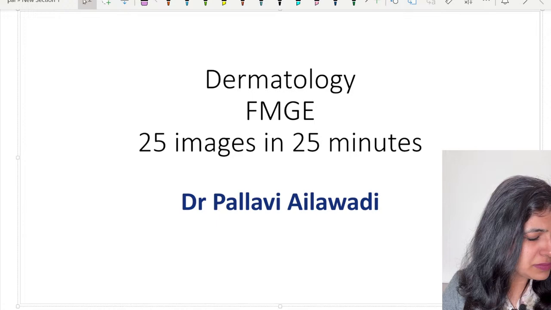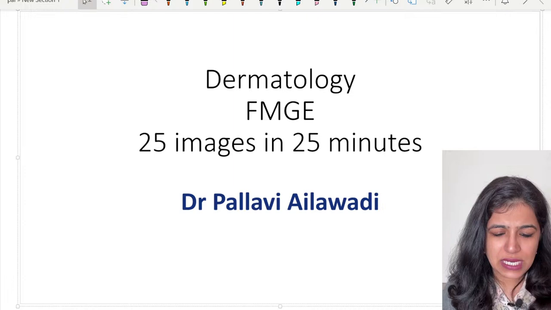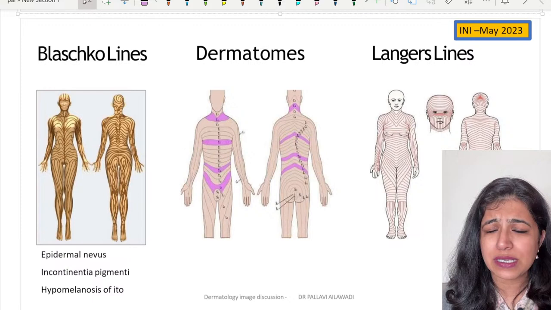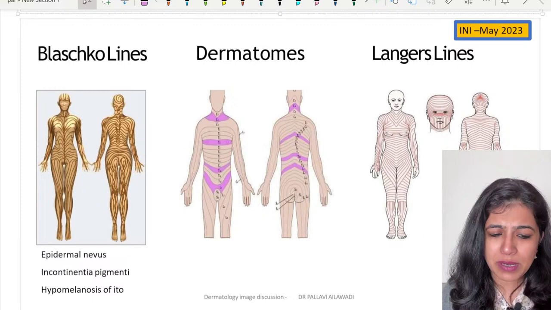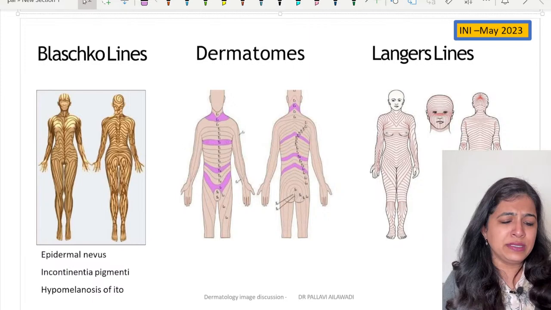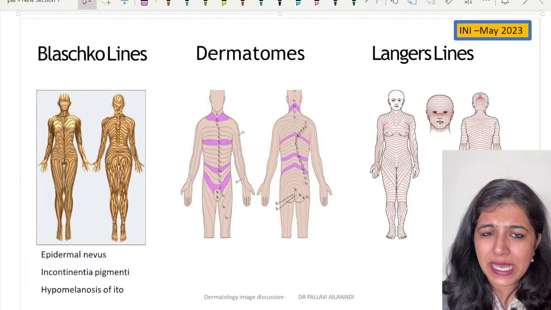It's fine. So yes, we'll start now, starting with the first thing, which is the Blaschko lines, dermatomes and Langer's lines, a very favorite question of the FMG exam and so favorite amongst the examiners that it was also asked in the INI May 23. So we have three lines. Excuse the cough. We have three lines, the Blaschko lines, dermatomes and Langer's lines.